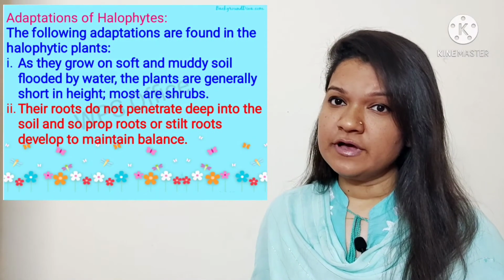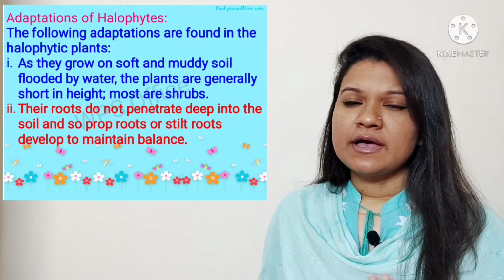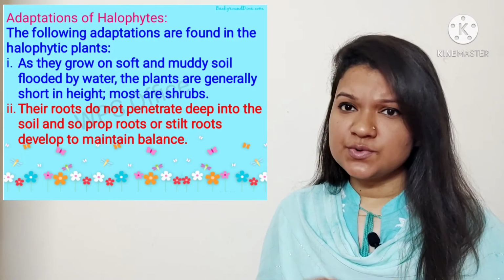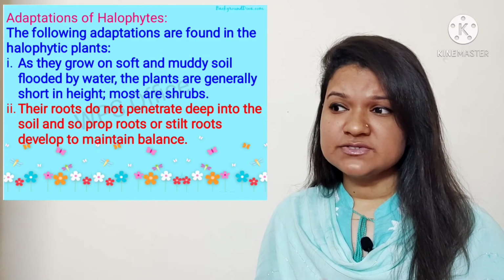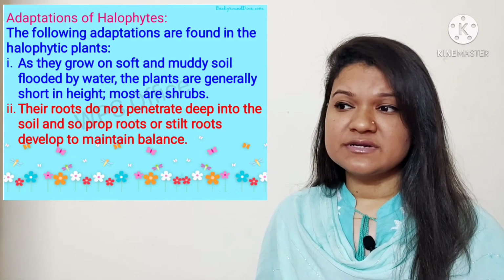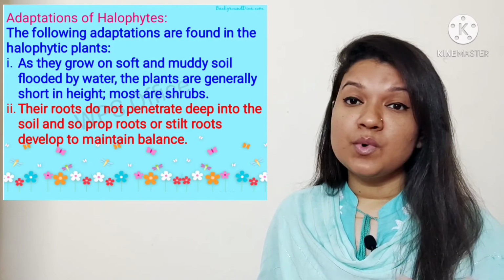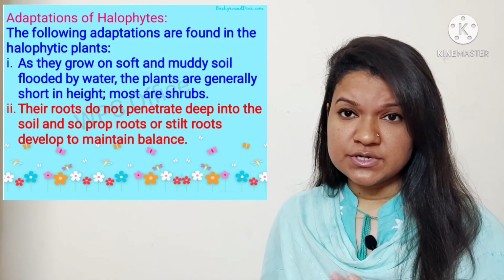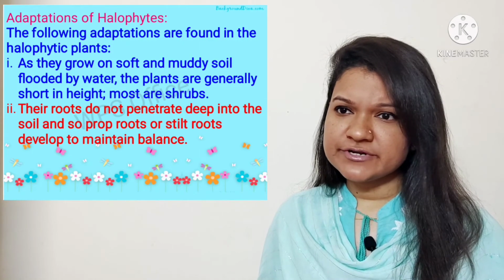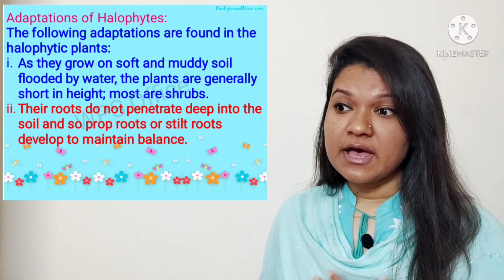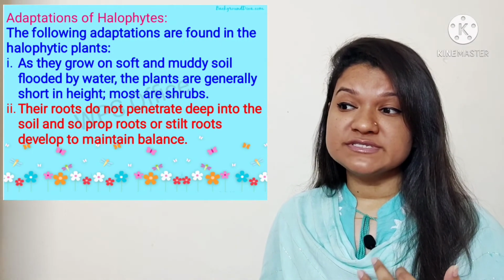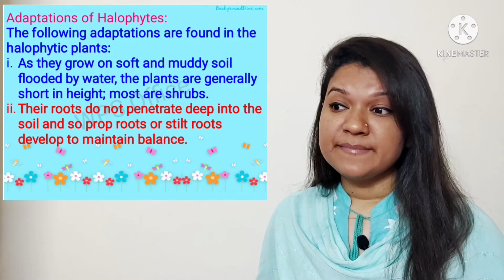Adaptation of halophytes. Number 1. As they grow on soft and muddy soil flooded by water, the plants are generally short in height. Most are shrubs. Number 2. Their roots do not penetrate deep into the soil, and so prop roots or stilt roots develop to maintain balance.